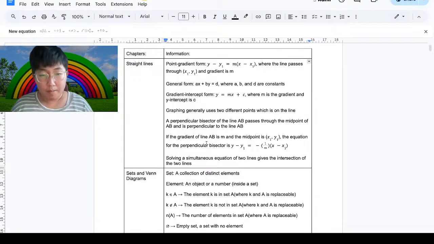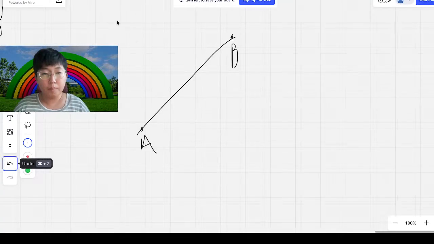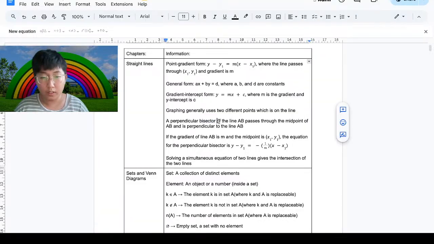We have A and B. A perpendicular bisector of the line AB passes through the midpoint of AB and is perpendicular to the line AB. Now, what does all of this mean? It's giving us the definition of a perpendicular bisector.